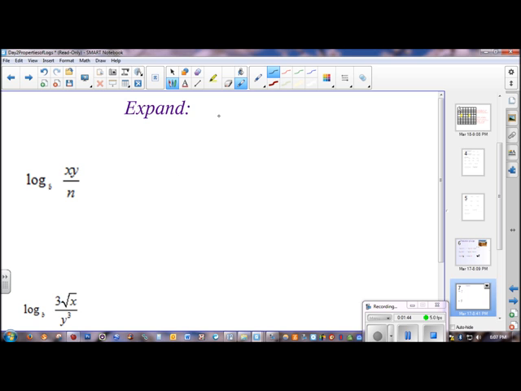If I have to expand a log, the first thing I'll do is figure out how many word logs I need to write. I have an X, I have a Y, and I have an N. So I'm going to write a word log for each one of those. Word log for X, word log for Y, word log for N. And now I'm going to put those variables inside the arguments. Put the X here, we'll put the Y here, put the N there.